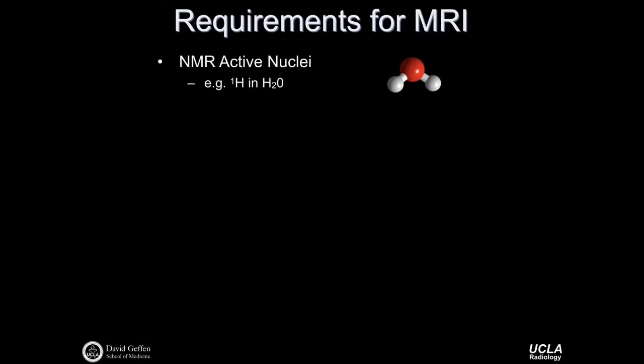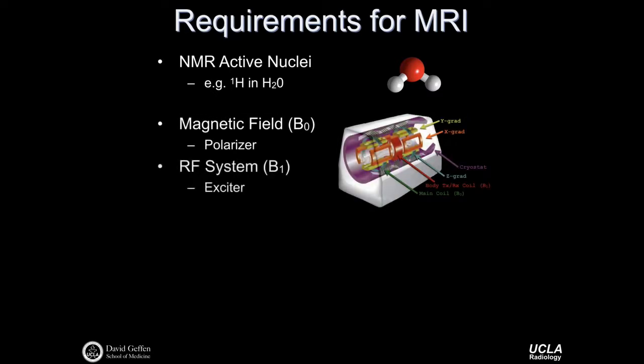So what are the fundamental requirements for MRI with regards to the physics and the engineering of these systems? Well, to begin with, we need an NMR active nucleus, for example, the proton, H1, in water. We also need magnetic fields, and in fact, as I mentioned earlier, we need several magnetic fields. We need a so-called main magnetic field, typically called B0, which, as we'll learn later, serves as a polarizer to prepare the spin system, that is, the water molecules, for imaging.